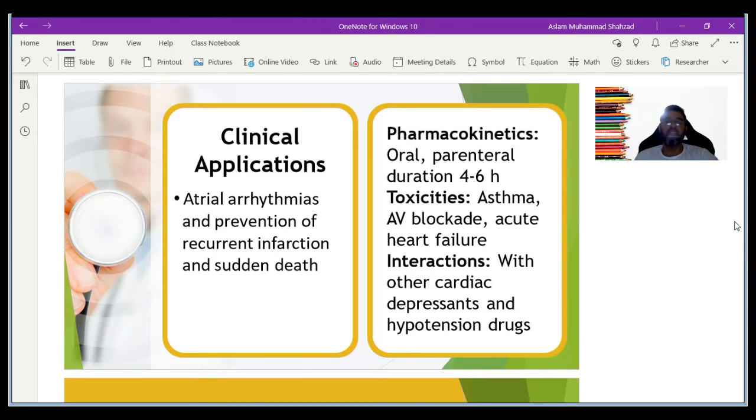Regarding pharmacokinetics, they are orally absorbed with a duration of 4 to 6 hours. Toxicity consists of asthma, AV block, acute heart failure, or interactions. They could interact with cardiac depressants or drugs that can cause hypotension.